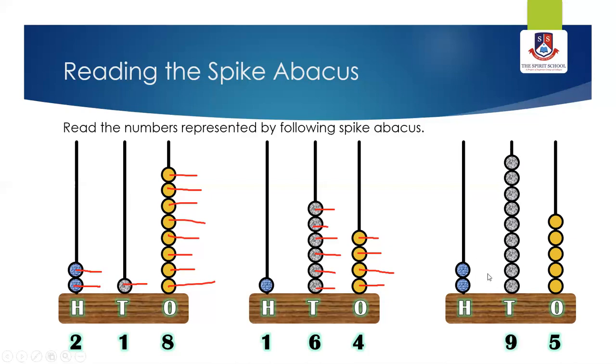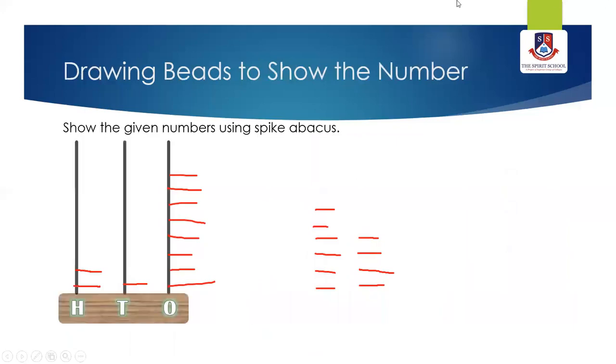And how many beads are there at the hundred spike? There are two beads. The digit is 2 and the number is 295. Or we can further elaborate this number in terms of place value as 2 hundreds, 9 tens, and 5 ones, forming the number 295. Let's move on. Let me clear this, the annotations we marked earlier.